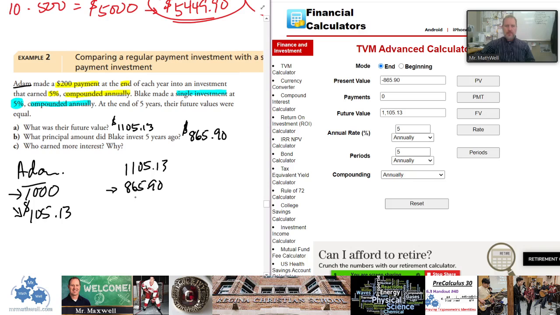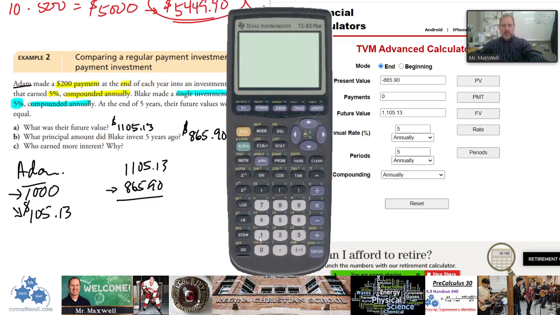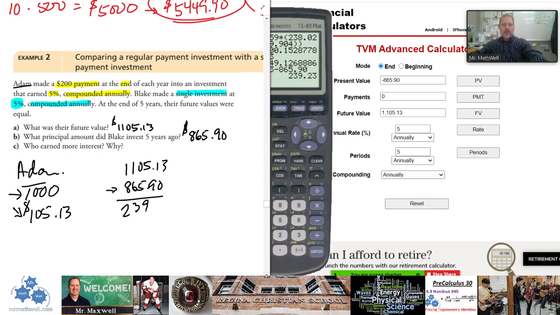Okay, and so we'll subtract those two things. I'll do that real quick. Oops, clear. 1,105.13 minus 865.90 is 239.23. So for C, who earned more interest? Well, it looks like Blake did.